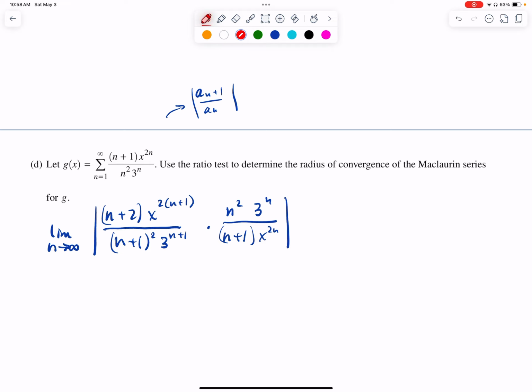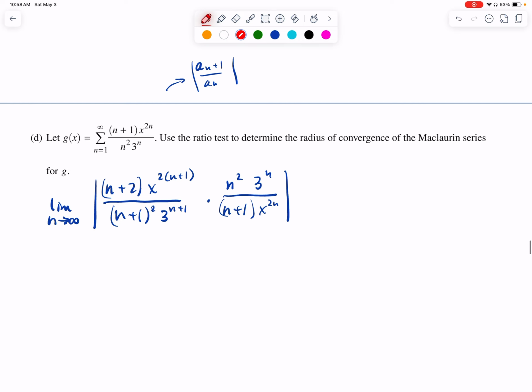Then go ahead and get out your cancellation crayon because stuff always cancellates. The 3's, for example, go away. Subtract those exponents. You're left with a 3 on the bottom. This new exponent here is going to be 2n plus 2, and when we divide it by x to the 2n, that part will subtract away, leaving us with an x squared. And then none of the other stuff cancels, unfortunately.